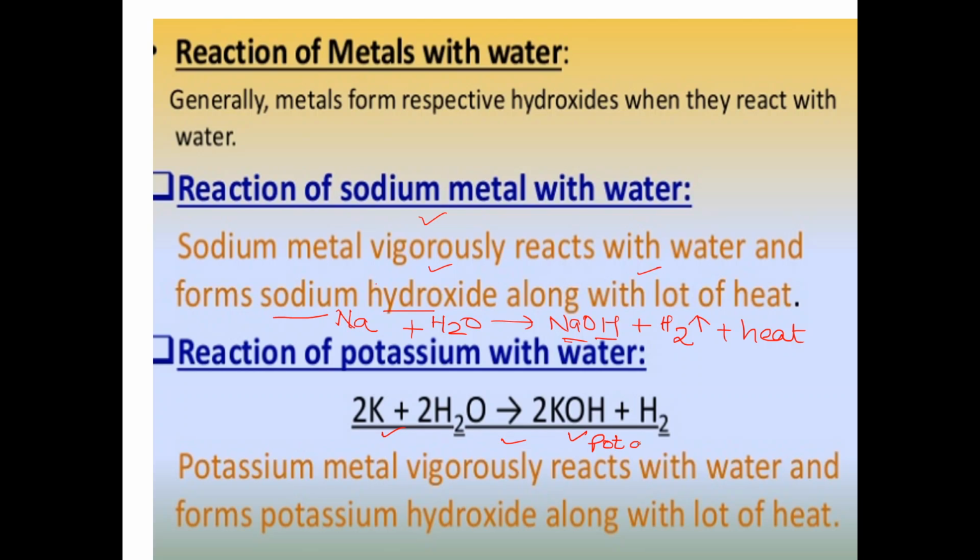Potassium with water gives potassium hydroxide, what is KOH? It is potassium hydroxide, and hydrogen gas is evolved in this with the evolution of heat. So these reactions of sodium and potassium, they are highly reactive metals. That's why they are always stored in kerosene to prevent their reaction with air and water.